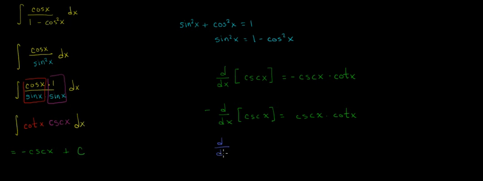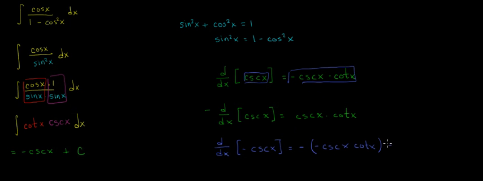So the derivative d dx of negative cosecant of x is going to be negative, and then the derivative of cosecant of x, which we saw is negative cosecant cotangent. So we'll have negative cosecant cotangent. And then again, we see that the two negatives make a positive cosecant of x cotangent, which is exactly what we need here. So you can always just check your work and see if this does in fact give you back what you had inside your integral.